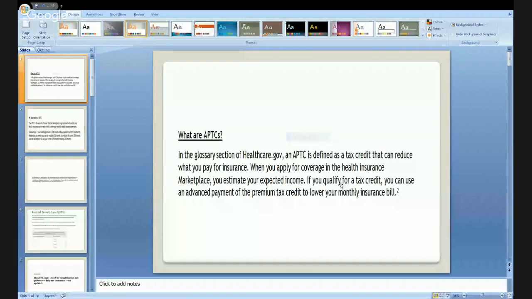to show you how to use the federal poverty limit chart when determining whether or not you qualify for an advanced premium tax credit. So the way I'm going to do that is I'm going to go right into my PowerPoint presentation, and I'm going to give you a very simple illustration on how to use the federal poverty limit chart when you begin shopping for your marketplace plan.